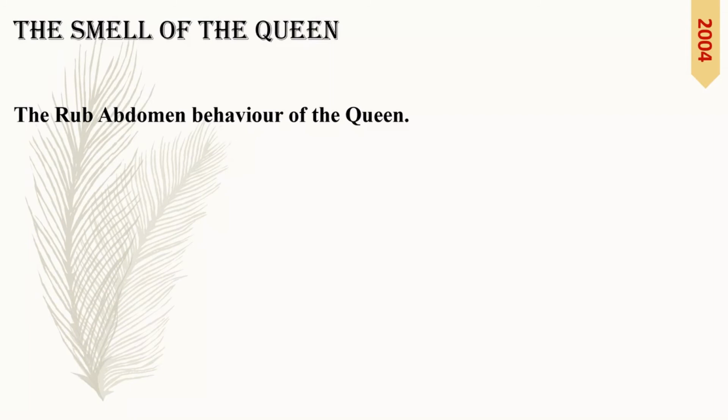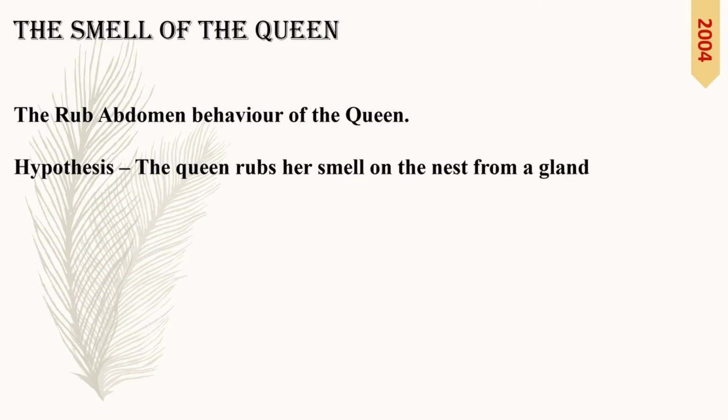And they went and told RG, see, even this girl has seen rub abdomen, we have to do something about it. So what we had was that the queen shows this behavior most often. We thought so. And our hypothesis was that the queen has some gland from which she's producing some pheromone, which she's actually rubbing on the nest as she's walking.